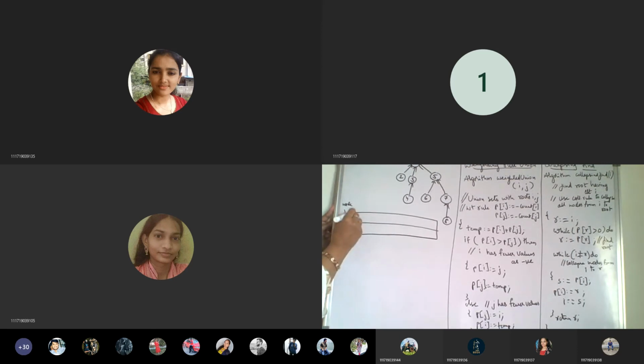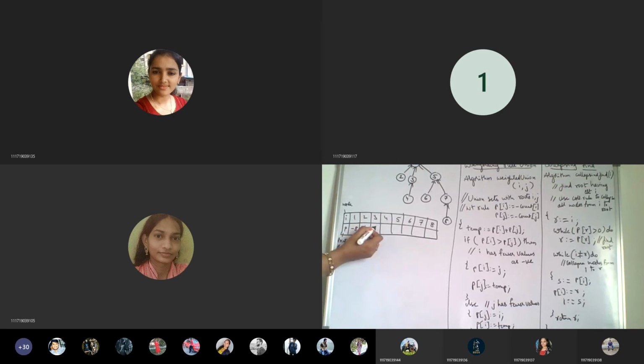So here we have 1, 2, 3, 4, 5, 6, 7 and 8. Here I represents the nodes 1, 2, 3, 4, 5, 6, 7, 8. That is what we have given. P is the pointer, saying the parent of I is P. So what is the parent of 1? It is itself. So what value do we write here? Minus 8 we write.